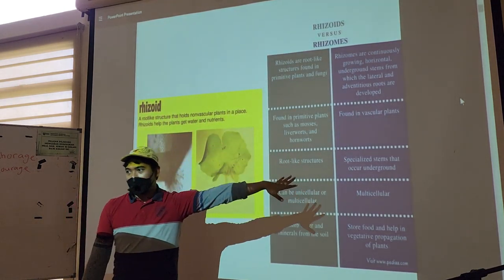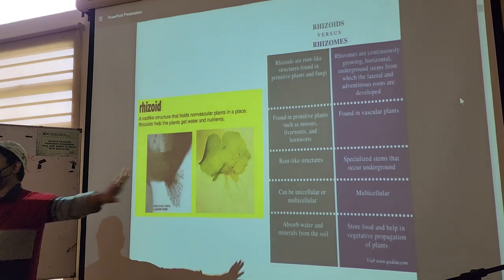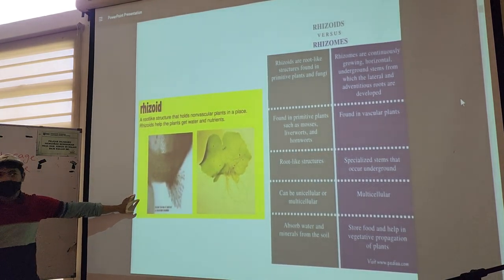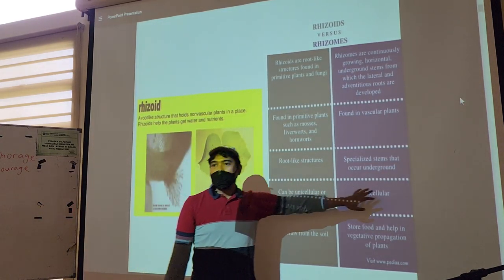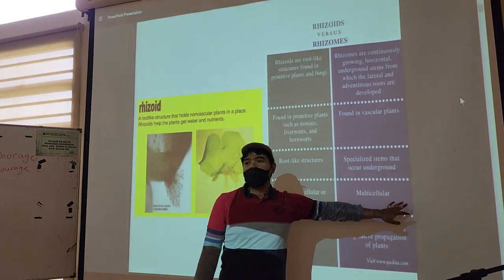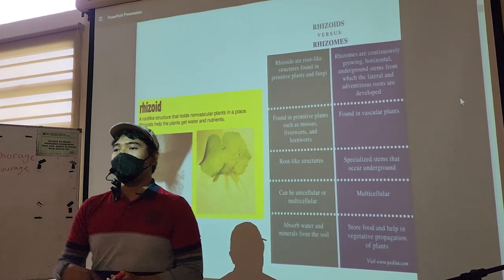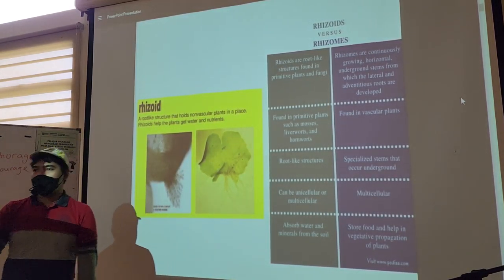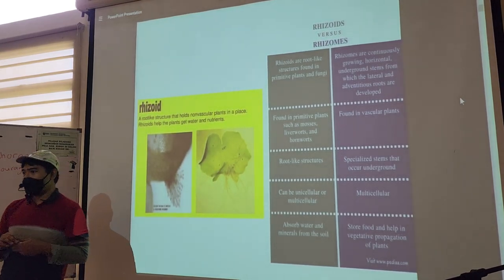Rhizoid and rhizomes are not the same. Rhizoids are the primitive structure for roots. A rhizome is a modified stem that grows horizontally on the ground. Okay, please do not get confused between the two terminologies.